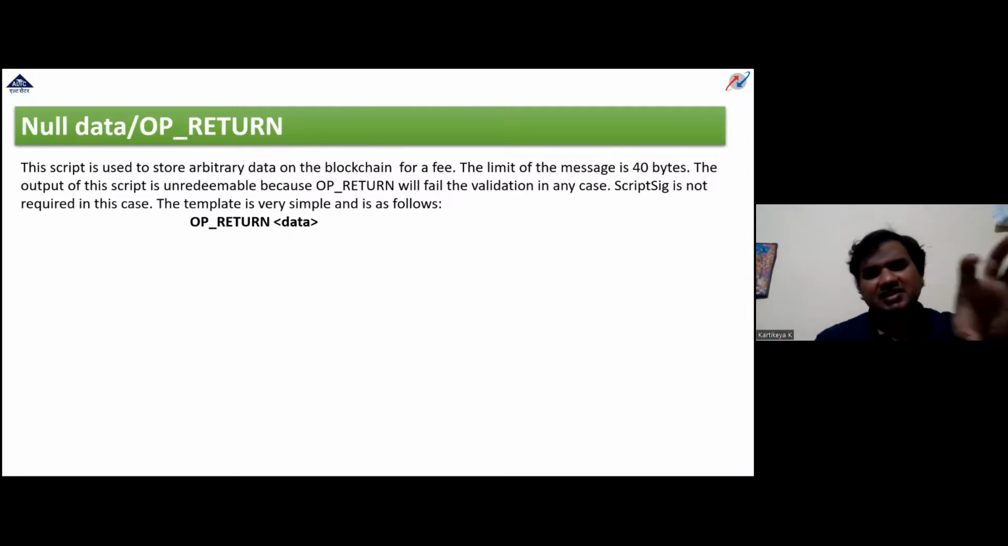So basically, the transactions are achieved through the scripts. That's why we are discussing scripts. Why? Because the transactions happen with the help of the scripts.